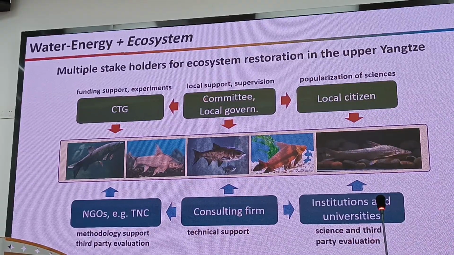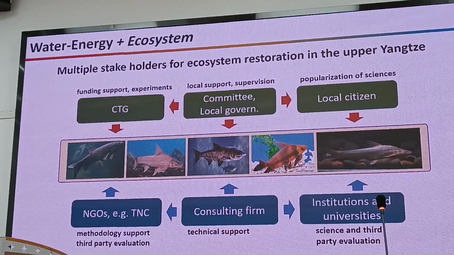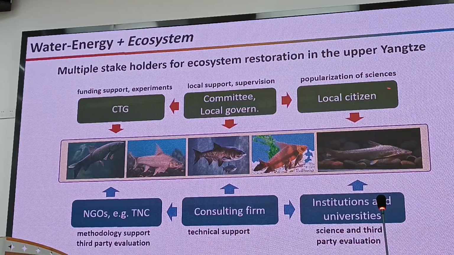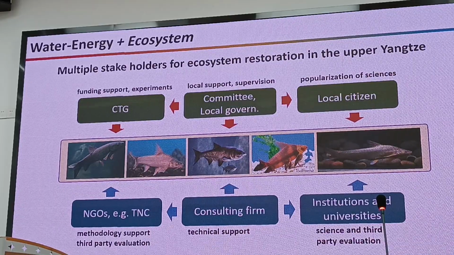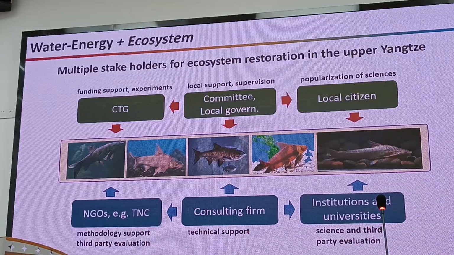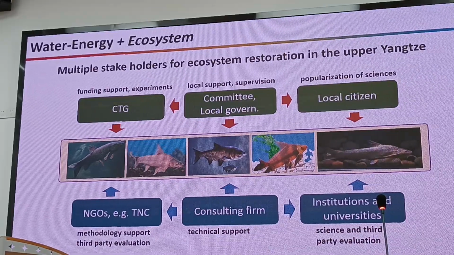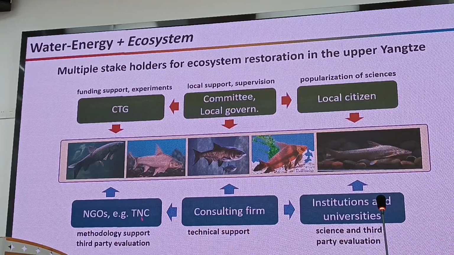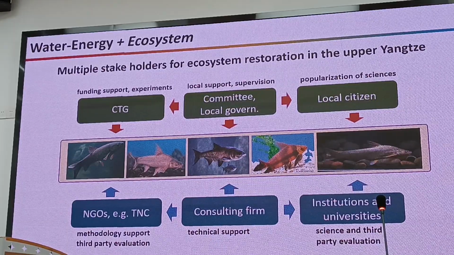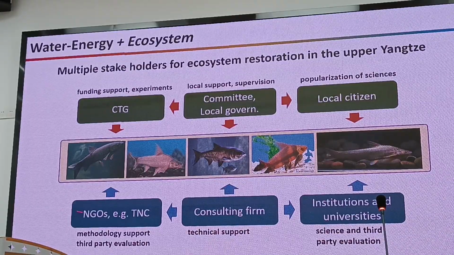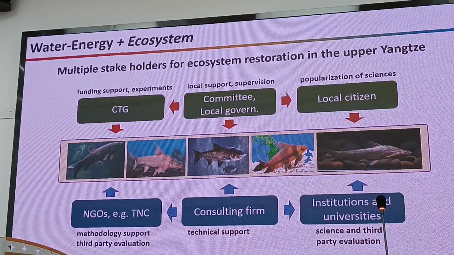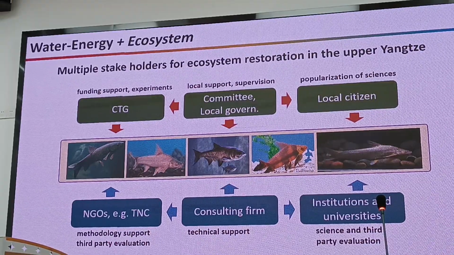And also the River Basin Committee and local government, they provide local support, and they can supervise how the CDG is doing. And we also have local citizens, who need science popularization. They need to know they are living in a reservoir area, which is a big benefit for them and also a very important area for ecological restoration. And NGOs, like recently along the China Green Gorges reservoir and the upstream reservoirs, The Nature Conservancy and also WWF, make their efforts with methodology support and third-party evaluation.